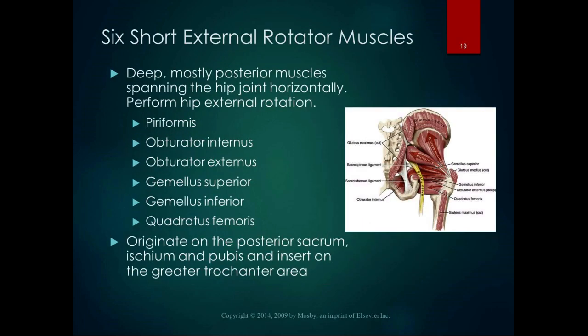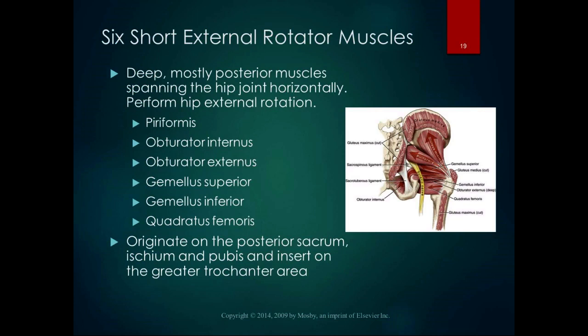As far as external rotators go, we have these 6 short external rotator muscles that are deep, mostly posterior muscles. They're deep to the gluteus maximus, and they span the hip joint horizontally, performing hip external rotation. I do not necessarily want you to memorize all of the different origins and insertions. Just know that all of the 6 deep hip rotators originate on the posterior sacrum, ischium, and pubis and insert on the greater trochanter area. So they have that line of pull for external rotation.